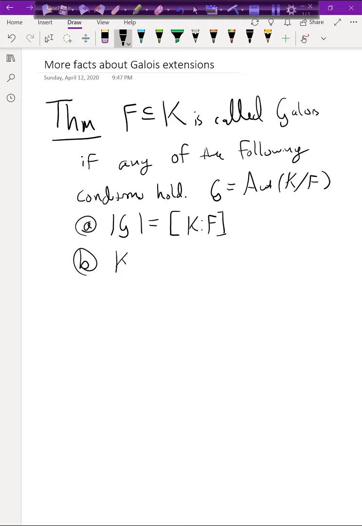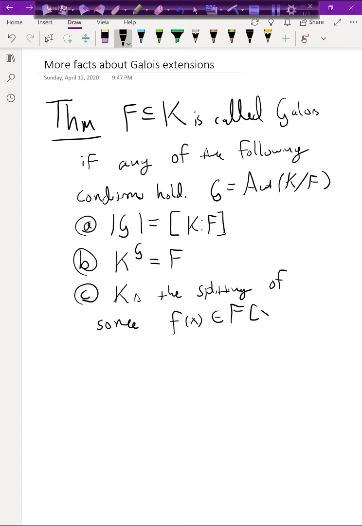Or K^G equals F, or K is the splitting field of some f(x) in F[x]. Alright, so we proved this in a previous video, but this is so important I want you to really remember it. This is our definition of Galois. This is what the book calls the definition, but you could take this to be the definition or this to be the definition. Any of those can be the definition. They're all equivalent.